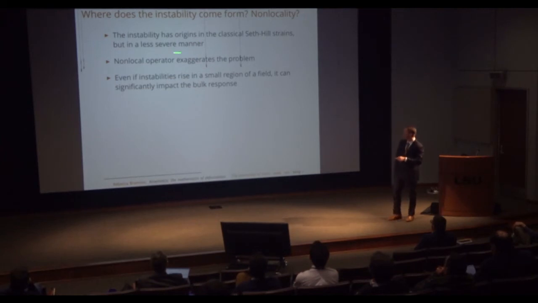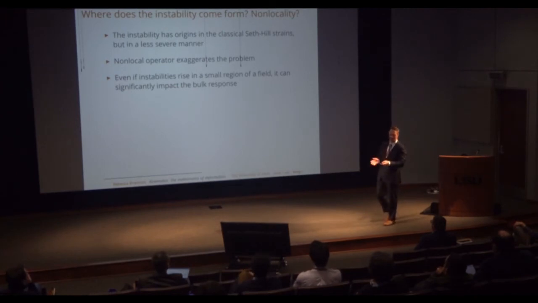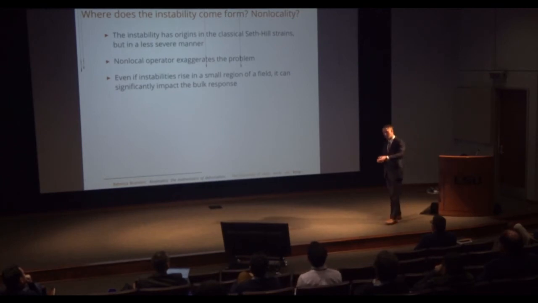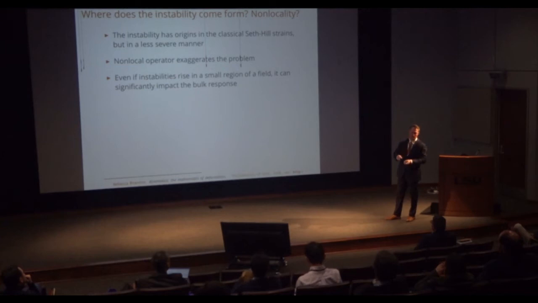So the instability actually has some origins in the classical Seth Hill strains, but in a less severe manner. All Seth Hill strains, depending on if the parameter M is positive or negative, are going to have some instability associated with that, depending on the choice of nonlinear constituent model, of course. But the non-local operator in our problem exaggerates that problem. Even though our sample geometry is mostly tensile loaded, because of the geometry in certain areas there are some compressive loads. These small instabilities manifest in wildly oscillating displacements, which immediately lead to material failure. And when we're talking about crack problems, it's very difficult to elucidate what is material instability from what is an actual crack problem.